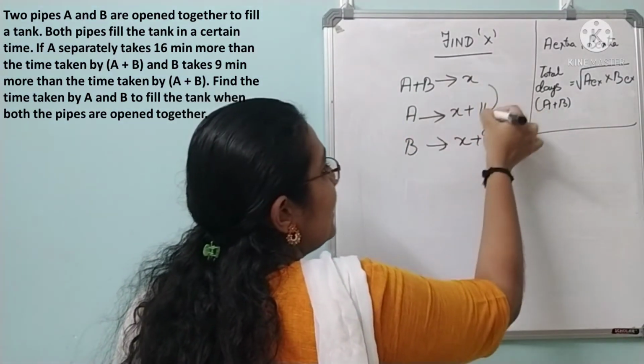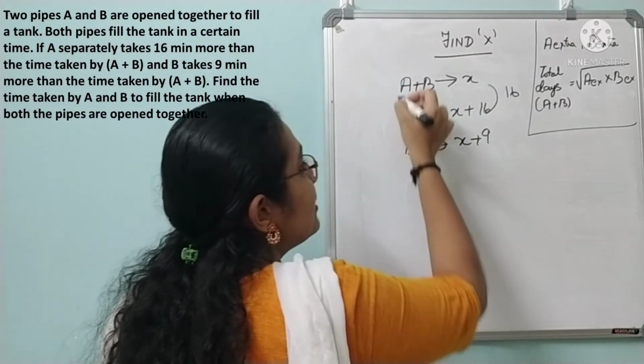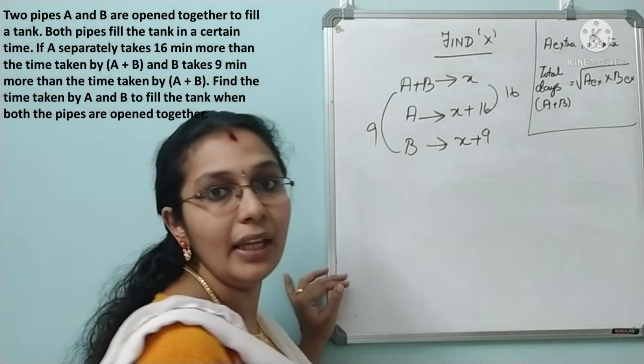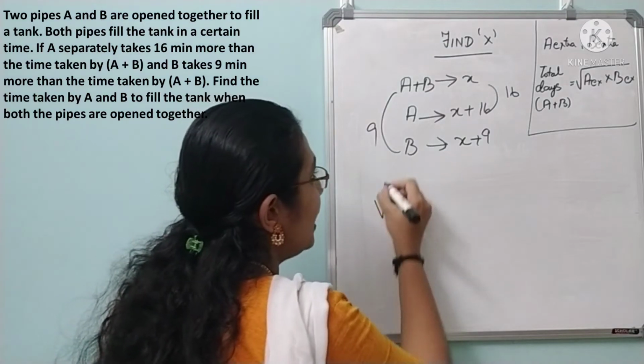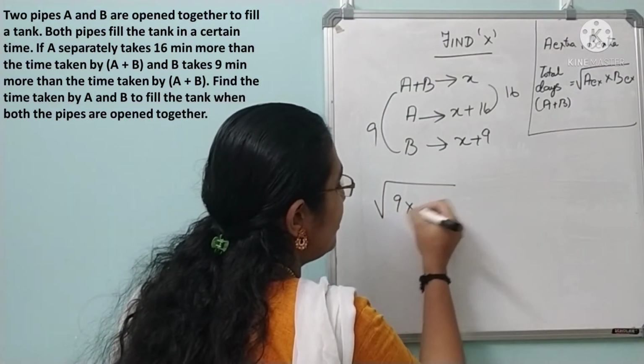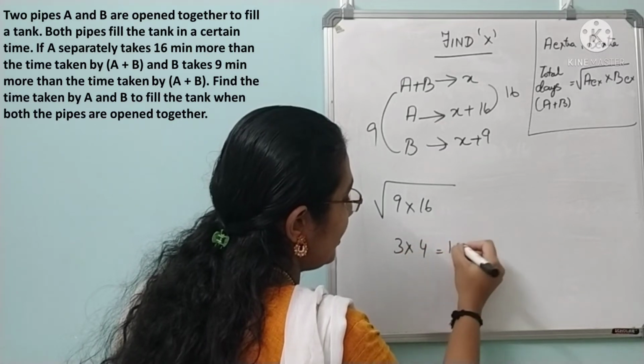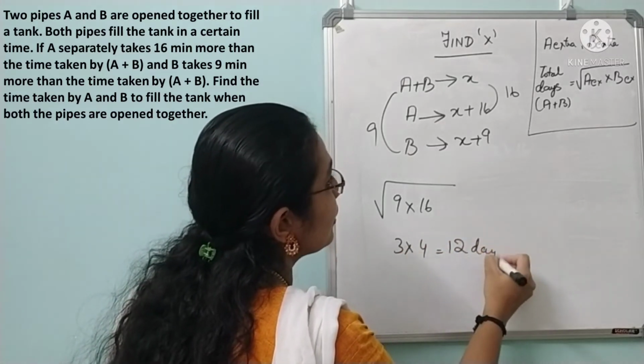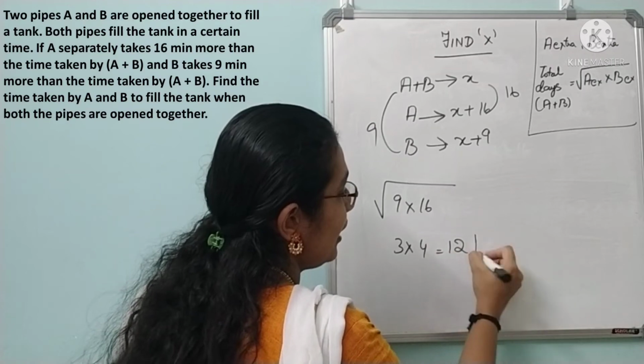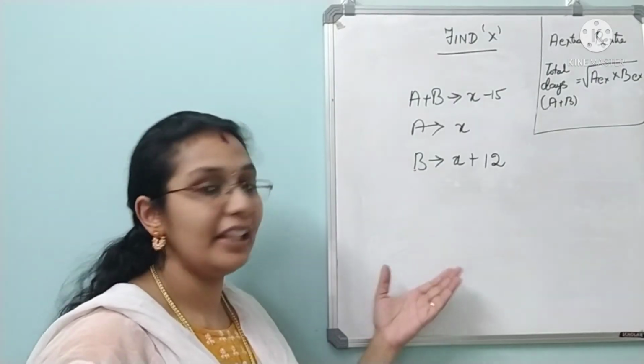So how will you solve? Find the extra days. A is taking 16 days and B is taking 9 days extra. So the answer is the square root of 9 into 16. 3 3s are 9 and 4 4s are 16. So 12 days is your answer. Clear? I'll tell you an example.